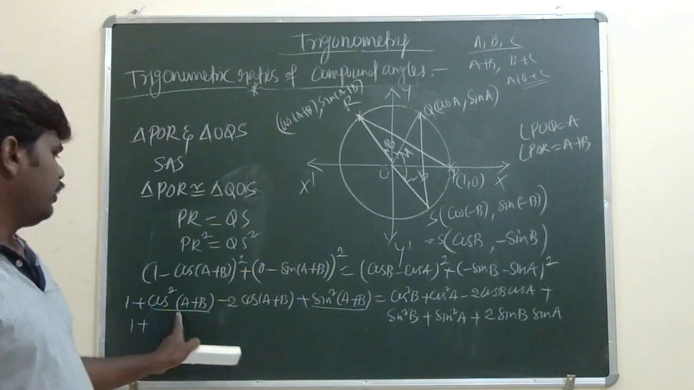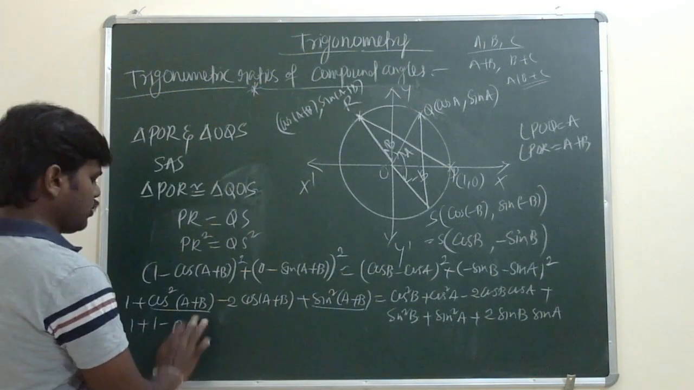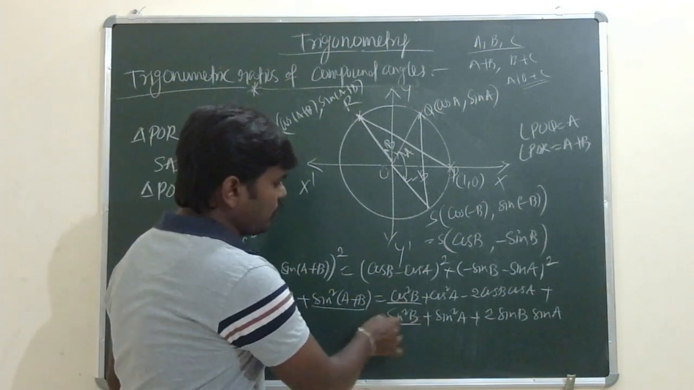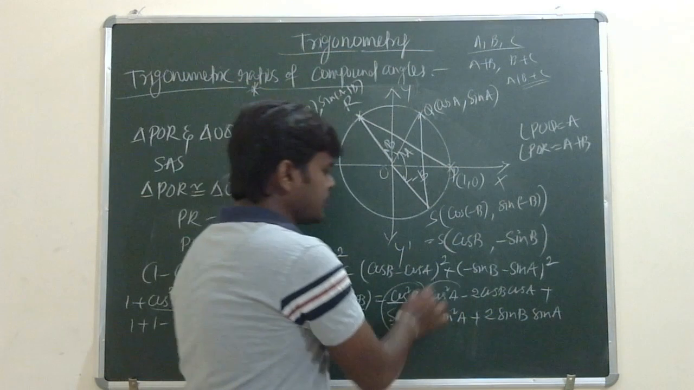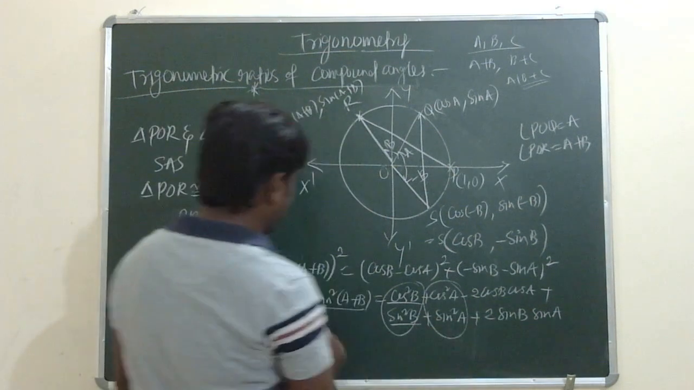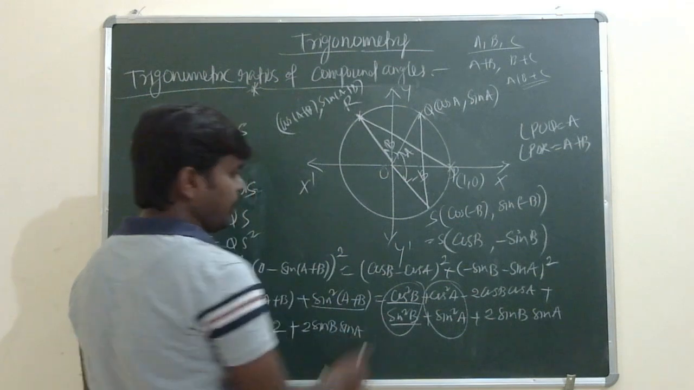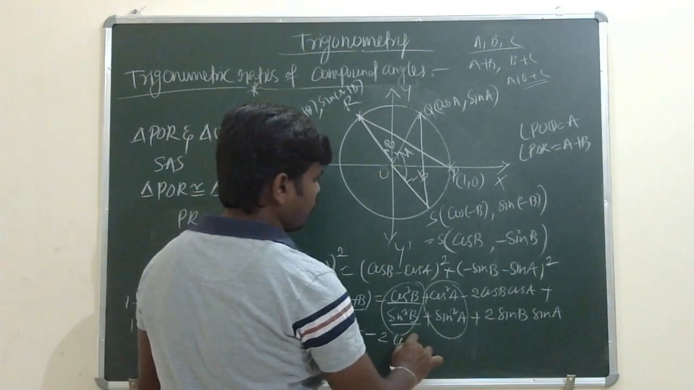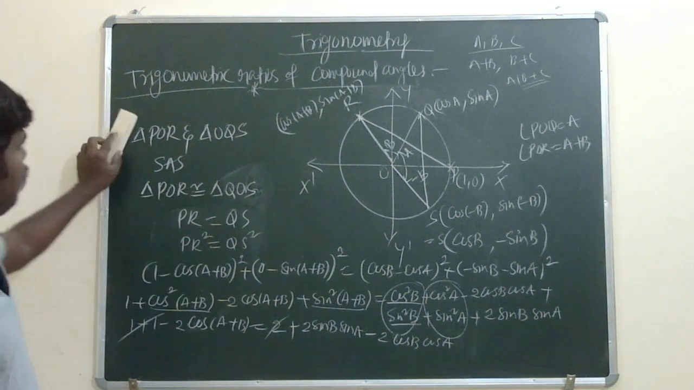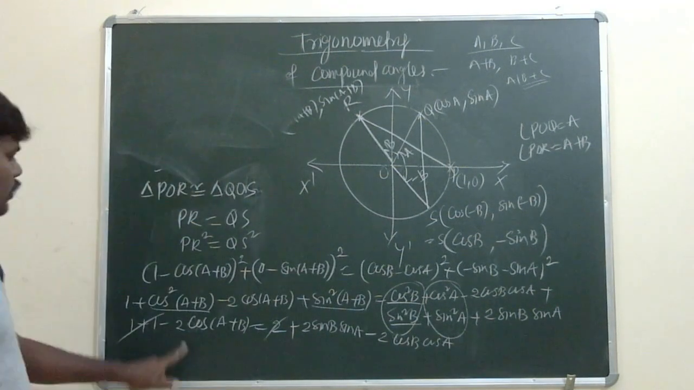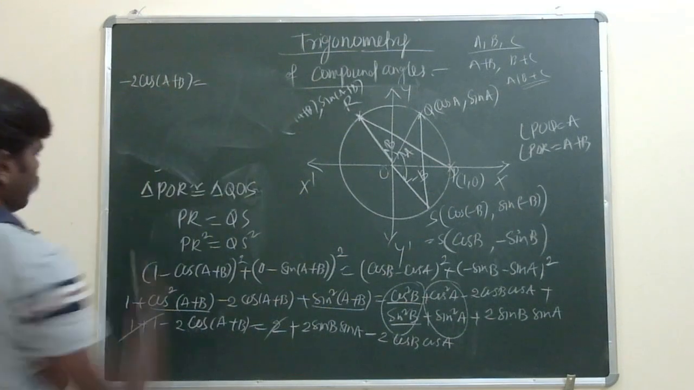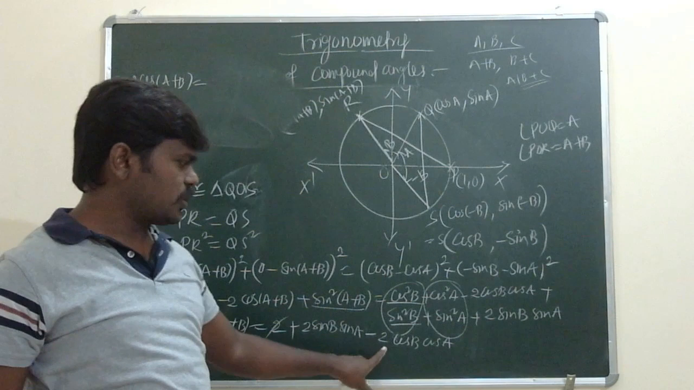So according to the identity, the sum of these two becomes 1, minus 2 cos(A plus B) is equal to what we have, cos square B plus sin square B. These two terms, the sum of these two terms becomes 1, and again cos square A plus sin square A becomes 1. 1 plus 1 is 2, and plus here what we have, 2 sin B sin A minus 2 cos B cos A. So here 1 plus 1 is 2, and this 2 and this 2 will get cancelled, and here what we will get, on the left side we have minus 2 cos(A plus B), on the right side we have 2 sin B sin A minus 2 cos B cos A.